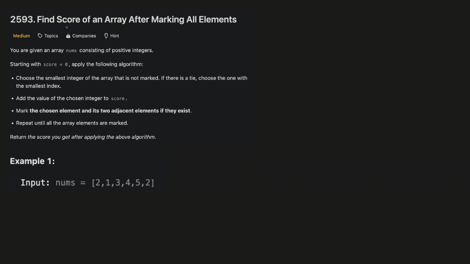Hello everyone, welcome back. Let's talk about another medium problem on Leetcode today. Find score of an array after marking all elements. Leetcode 2593. In this problem, we are given an array nums consisting of positive integers.